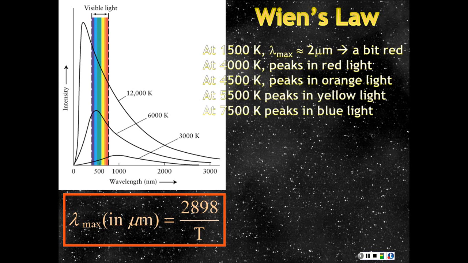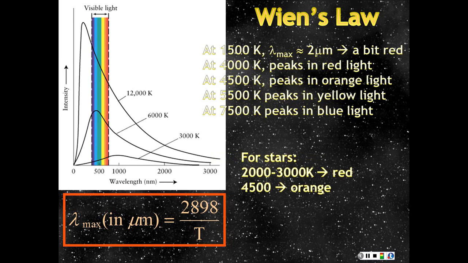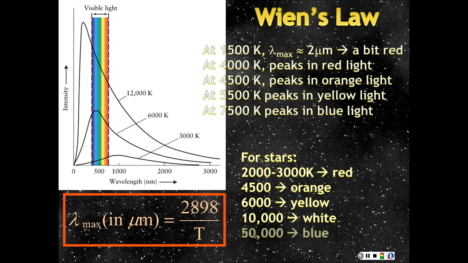And so you can see here how it peaks at 5500, it peaks in yellow light. At 7500 it peaks in blue light, but you're still getting a lot of those other colors, so they tend to look different colors. So actually at 2000, 3000 Kelvin they look red, 4500 they look orange, at 6000 they look yellow, at 10,000 they look white, and it's not until they get up to really high temperatures that they're going to look bluish.